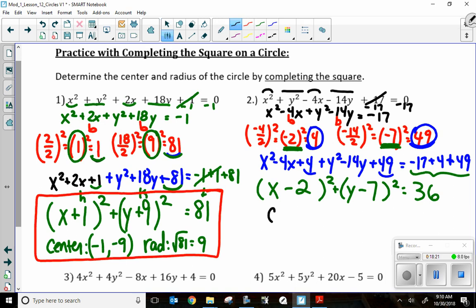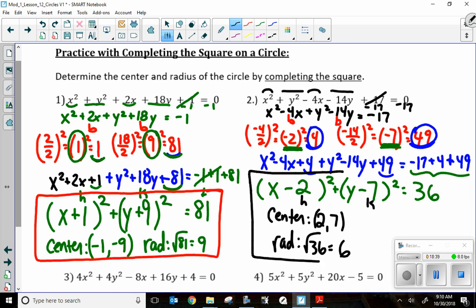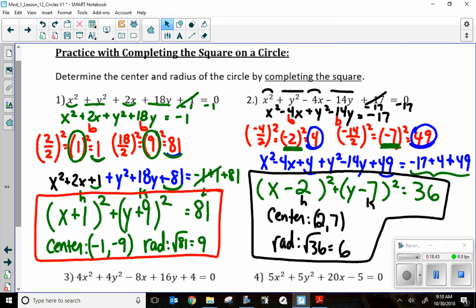So, what's the center of my circle? It's my h and my k, right? But I have to flip the signs. So it's positive 2, positive 7. My radius is the square root of 36, which is 6. Equation, center, radius. Bam. Beautiful.